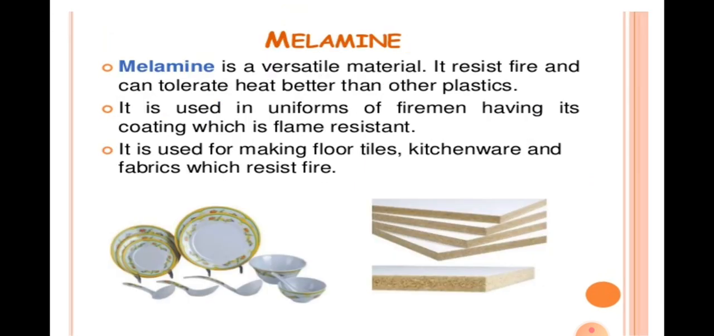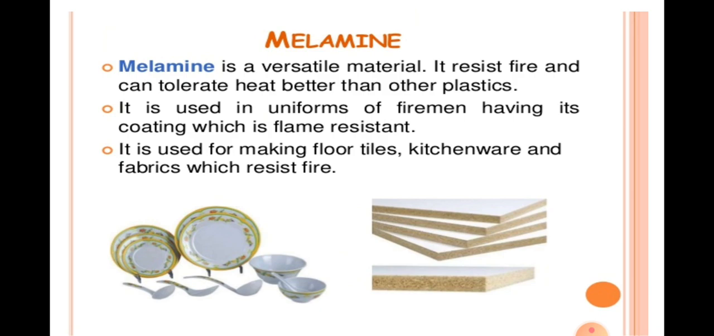Next is melamine. Melamine is a plastic which can tolerate heat better than any other plastic, and it is well known to resist fire also. Melamine is used for making floor tiles, unbreakable kitchenwares like cups and plates, ashtrays, fire resistant fabrics. Melamine is a fire resistant plastic, or you can say fabric. The uniforms of firemen have a coating of melamine plastic to make them fire resistant.